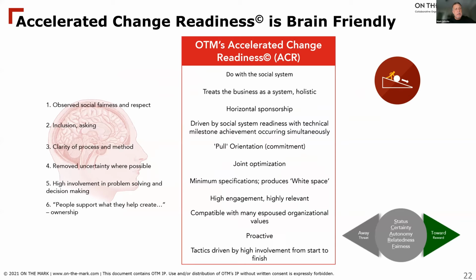This is really just a slide that summarizes the neuroscience that's built into our methodology. And the neuroscience talked about observed social fairness and respect. When we observe unfairness, disrespect, it's similar to actually experiencing physical pain. So the importance of really understanding the behavior impacts on other people, and translating that into how we do our change work becomes really important.